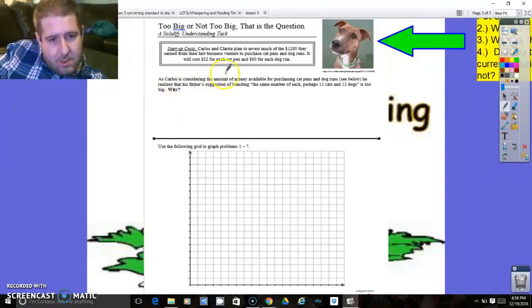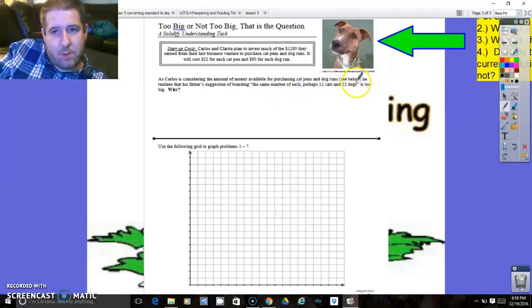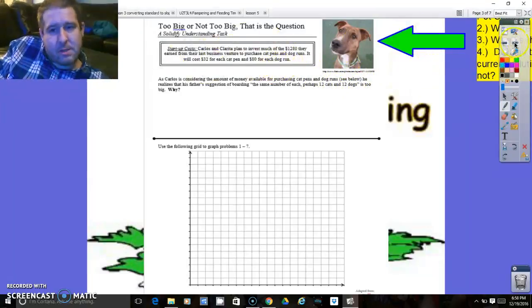So this was a review of what we did yesterday. Was 12 cats, 12 dogs a viable solution? The answer was no. And the reason why it wasn't a viable solution is because it cost too much money, which brings us to startup costs.